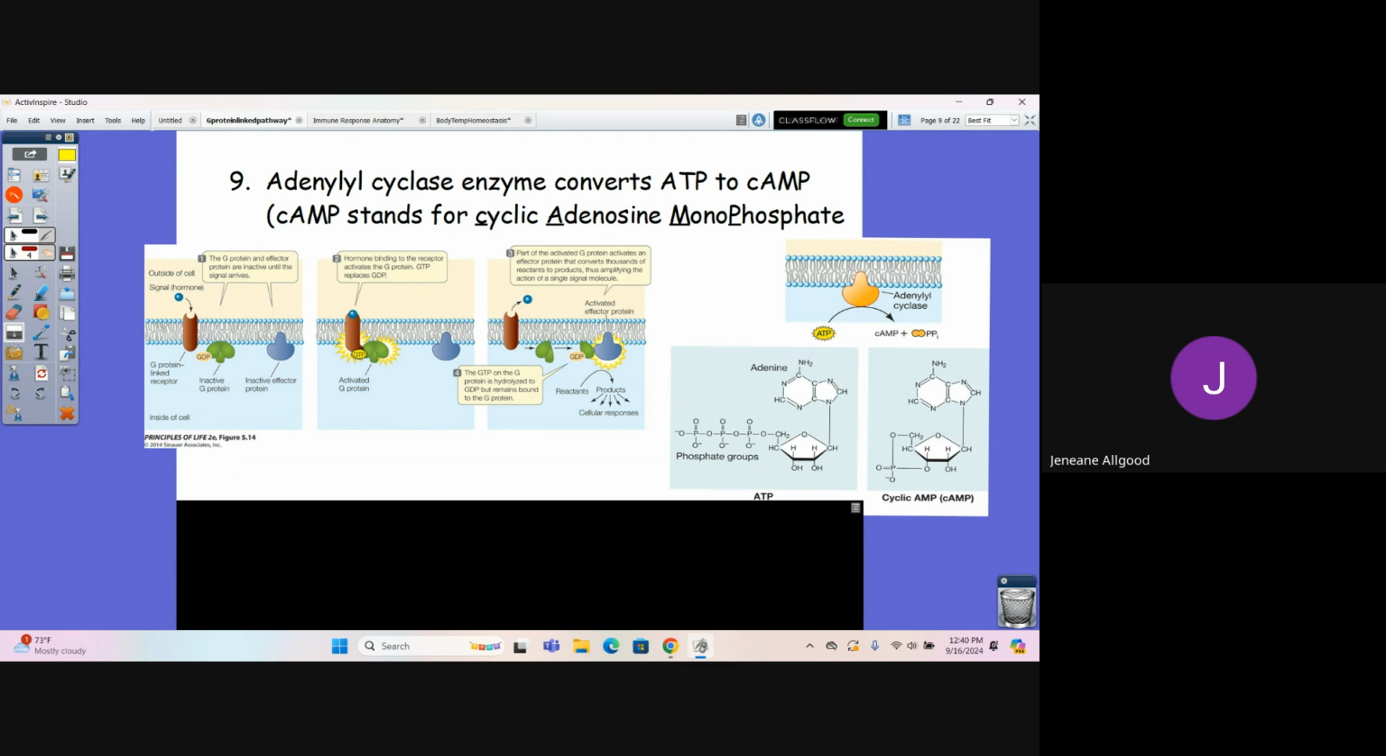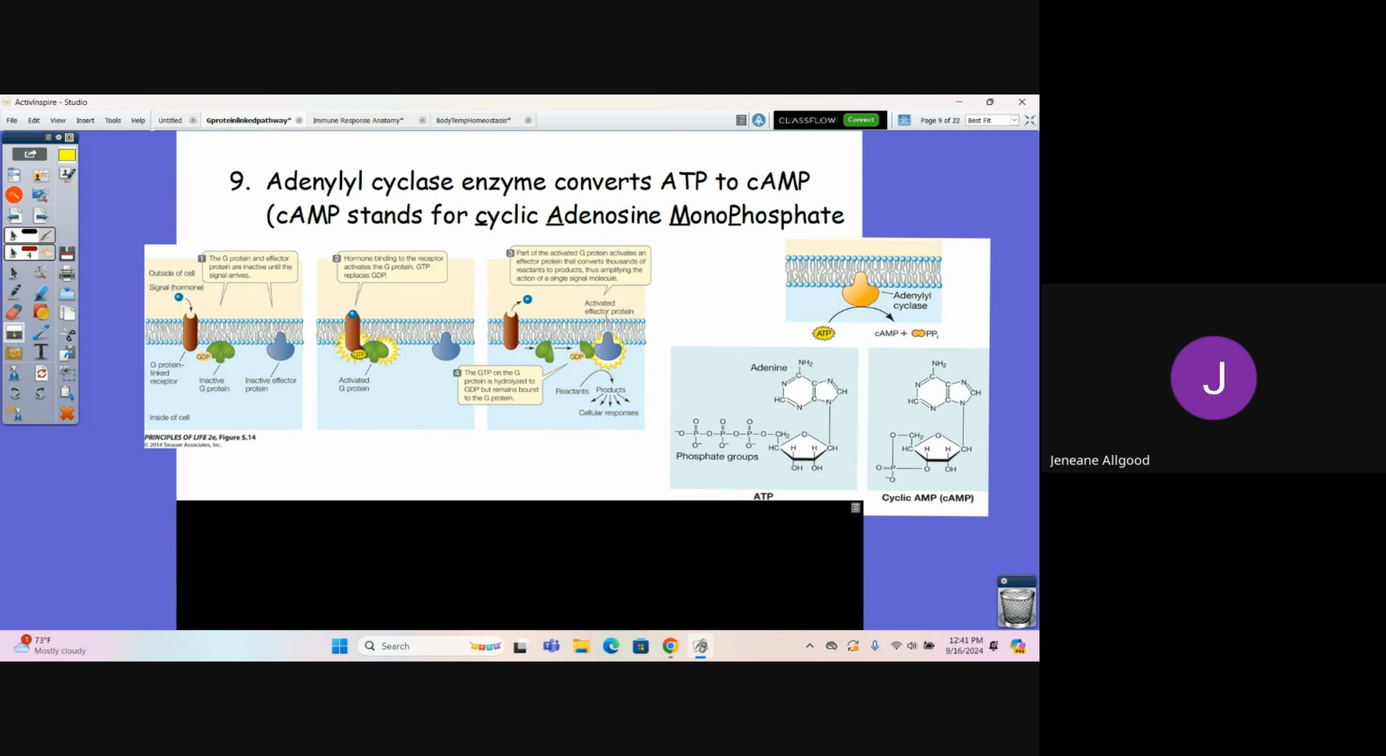All right, so it says that adenylyl cyclase enzyme converts ATP to cyclic AMP. Cyclic AMP stands for cyclic adenosine monophosphate. And so we know what ATP is. We know it has 3 phosphate groups, an adenine nitrogenous base, and a ribose sugar. Cyclic AMP is going to have 2 of those phosphate groups removed, and it makes this bottom part into a ring. So that's why it's called cyclic AMP.